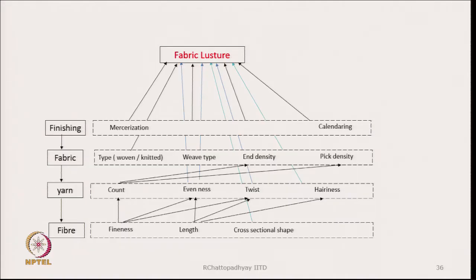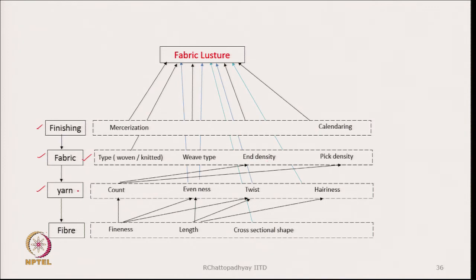Now, if luster is an issue with some company, and as a designer you have been asked to look into how to make the fabric more lustrous, you must know that for fabric luster, you should make a diagram something like this, like we write finishing, then fabric, then yarn, then fiber. You are writing what processes of finishing can affect fabric luster, these are stated here. Then what fabric property or fabric parameter will affect fabric luster, they are also stated here.